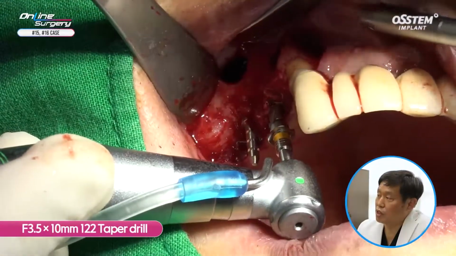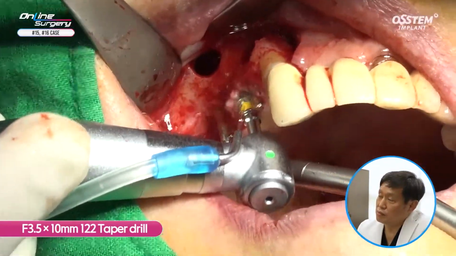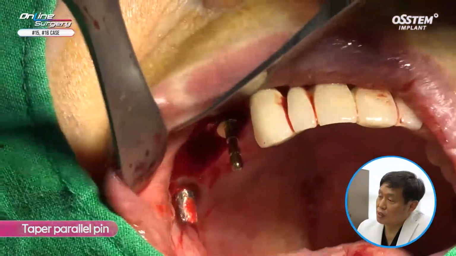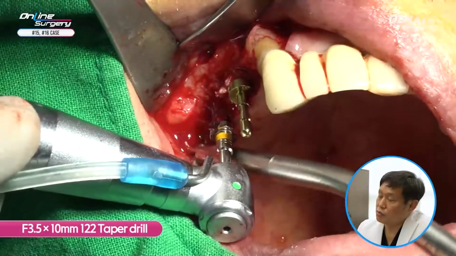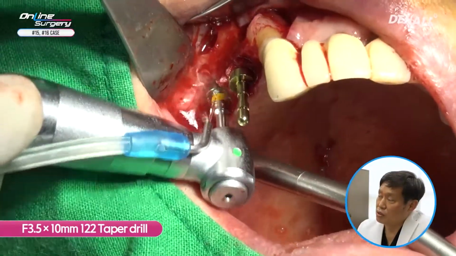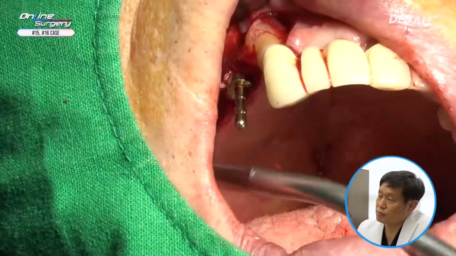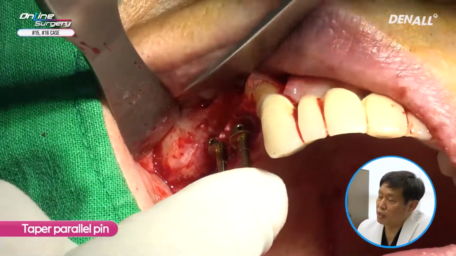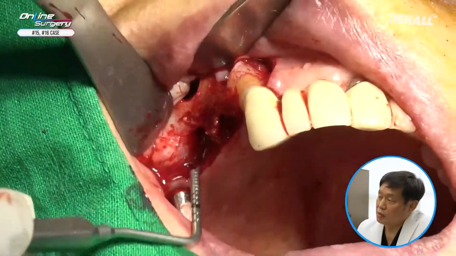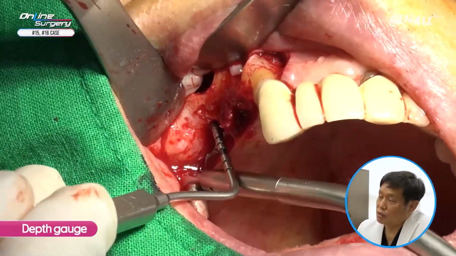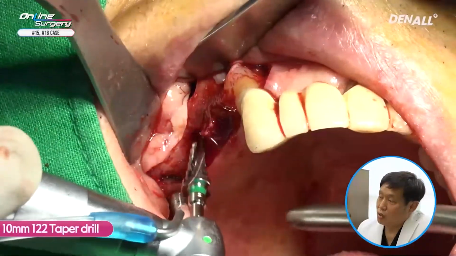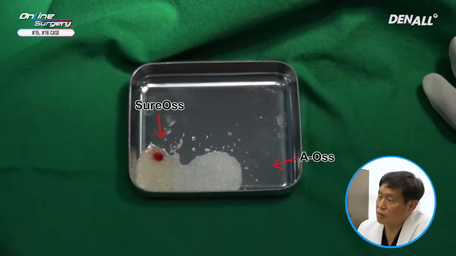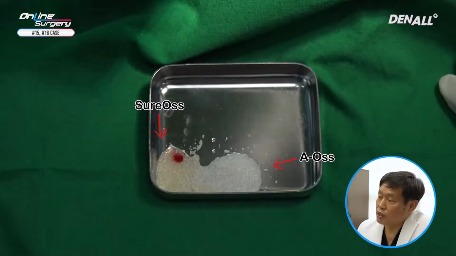A 3.25 by 10 millimeter 122 taper drill is used. After the taper drill, a 3.5 by 10 millimeter taper drill is used. A taper parallel pin is used to check the relation with the antagonist. A depth gauge is used to check the residual bone height. On the distal side, a 4.0 by 10 millimeter 122 taper drill is used. I'm not drilling full length.